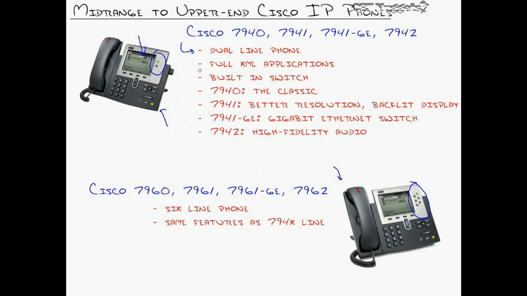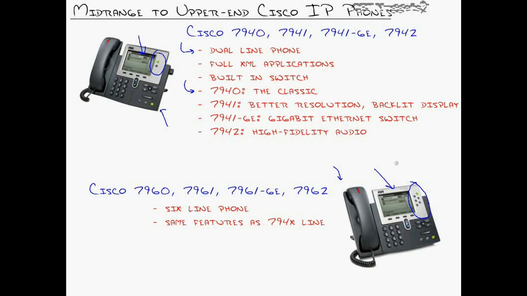Now, here's the different models. 7940 and 7960 is the classic, meaning when I first got into Cisco IP phones, these were one of the first ones that was released. They're still probably the most popular ones that are out there. They're the oldest ones. The 7941 is the same thing, except it's got better resolution on the screen, and you'll be able to tell. It's not like, oh yeah, it kind of looks better. I mean, you'll see the 40 and the 41 side by side, and you go, wow, the 41 is crisp.